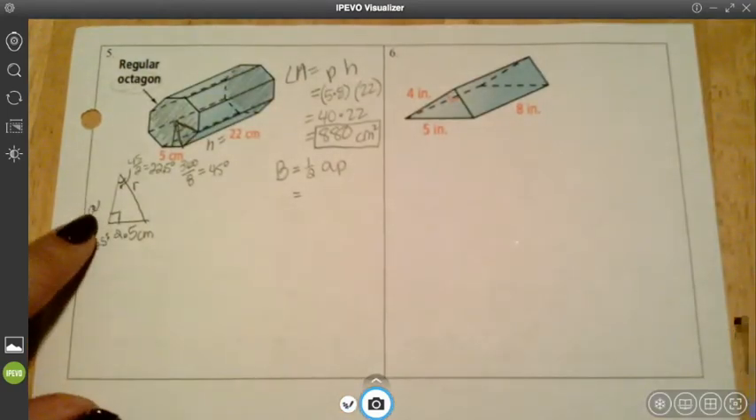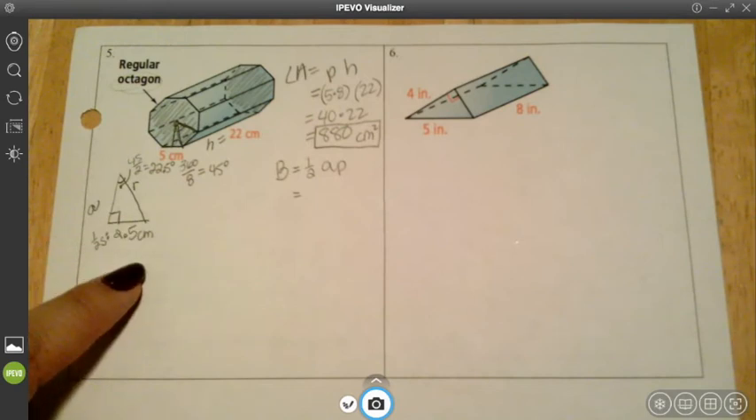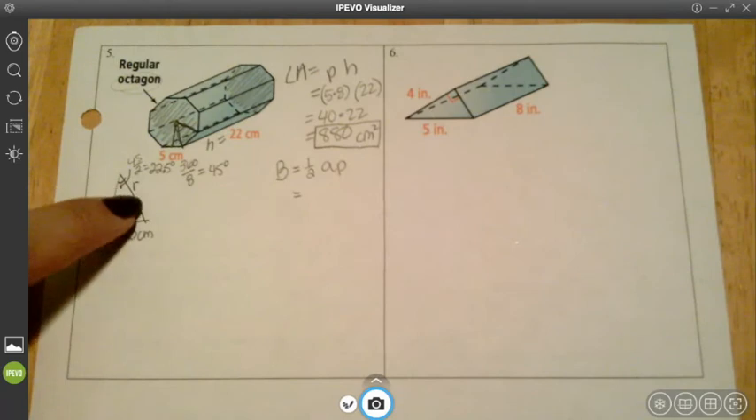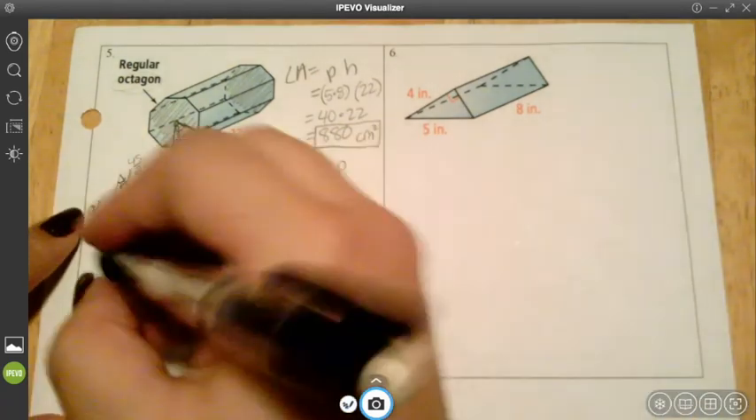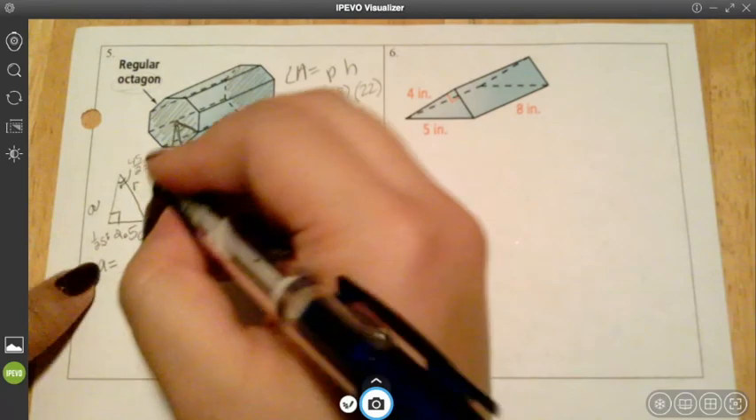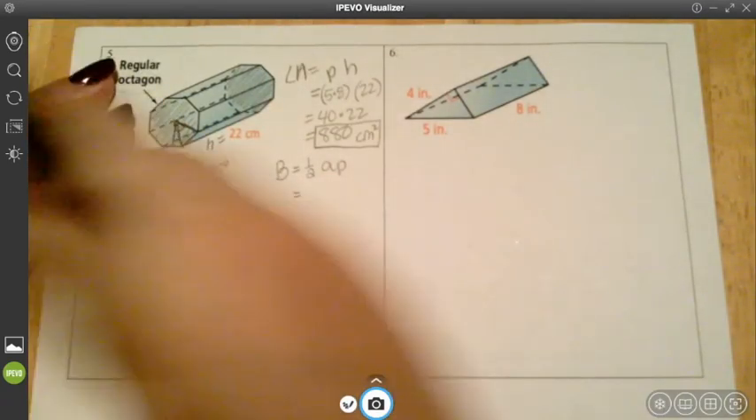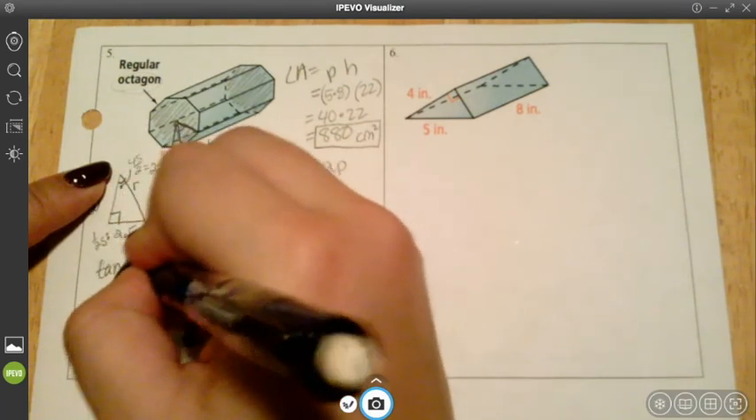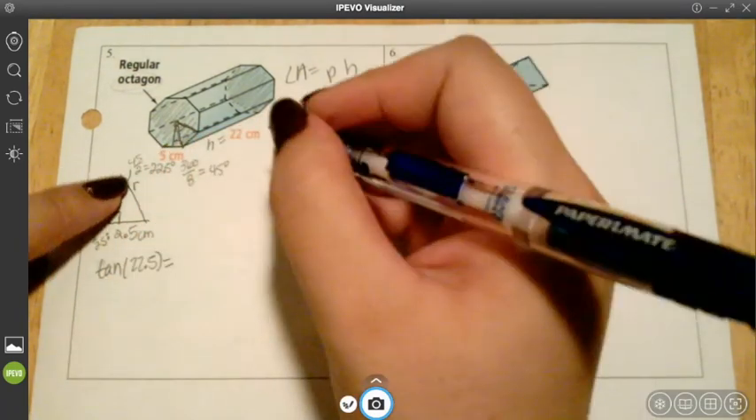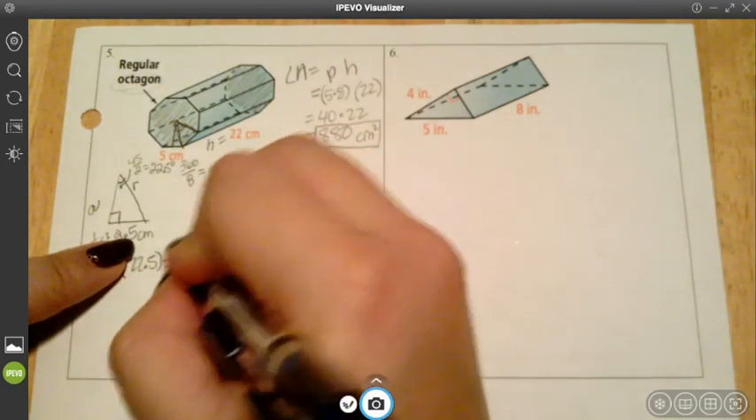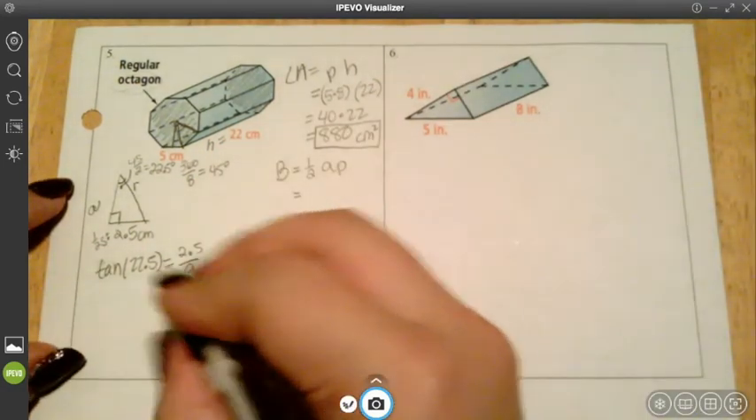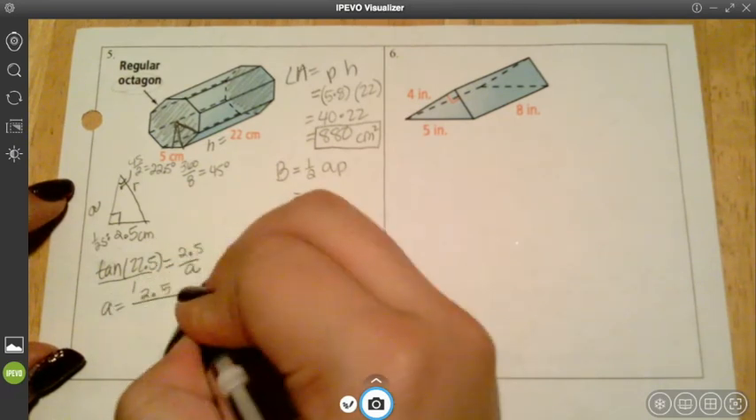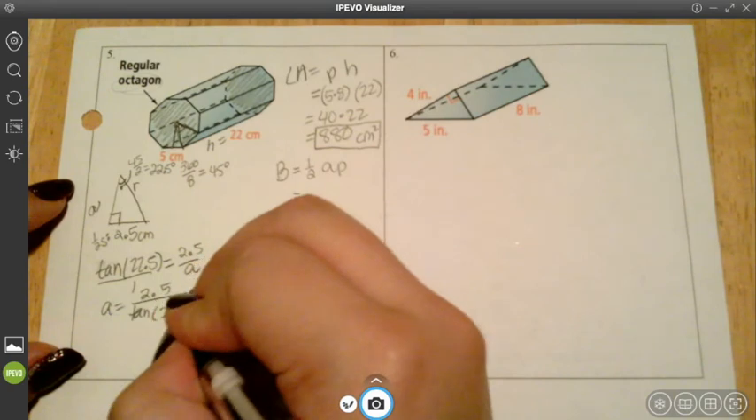Okay, how do I find A? Well, I have one angle and one side length. We need trigonometry. So in order to find A, I don't have the hypotenuse, so I'm going to use tangent. Let me set this up the way we did it in class before. Tangent of the angle 22.5, TOA, opposite over adjacent, that's 2.5 over A. That means, using our proportion trick, A equals 2.5 divided by tangent of 22.5.